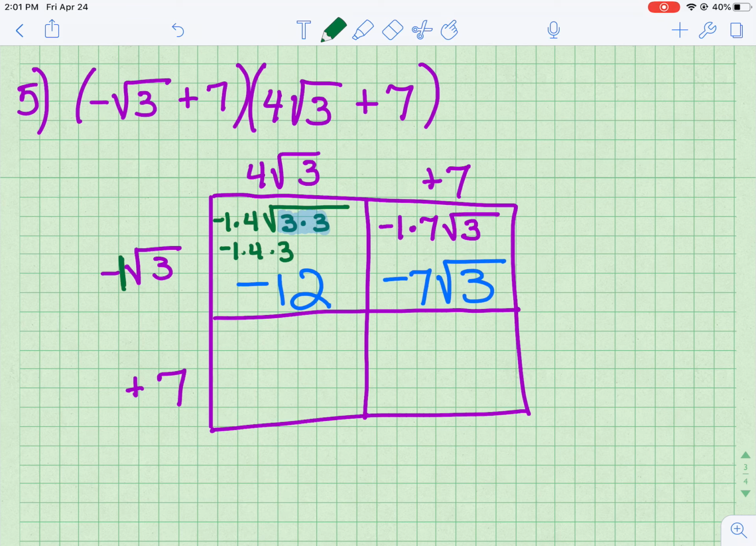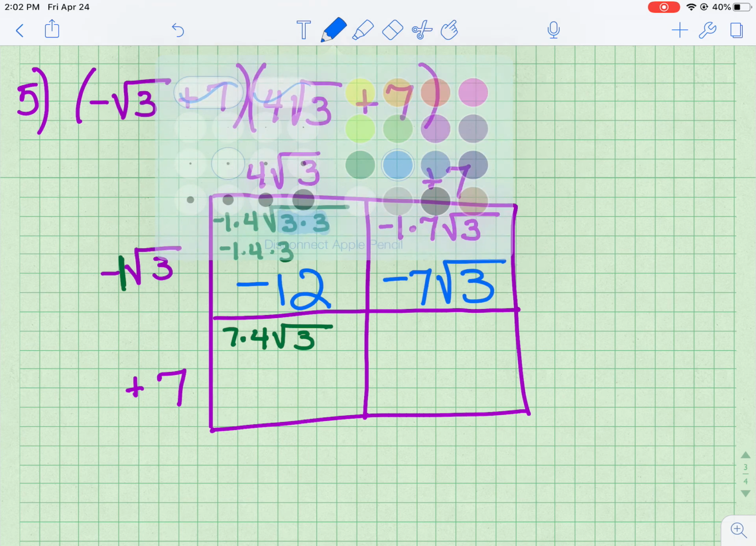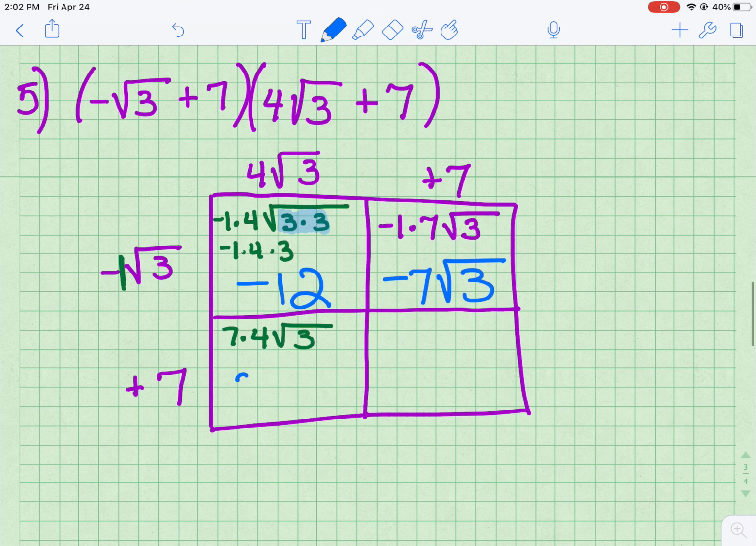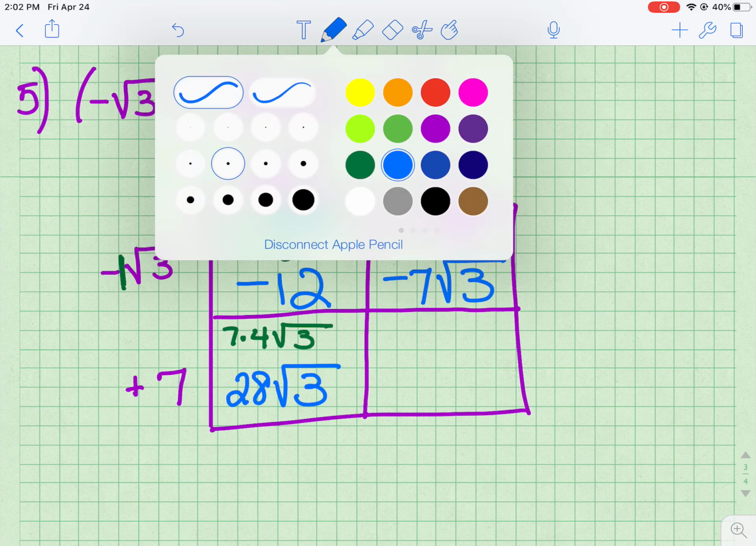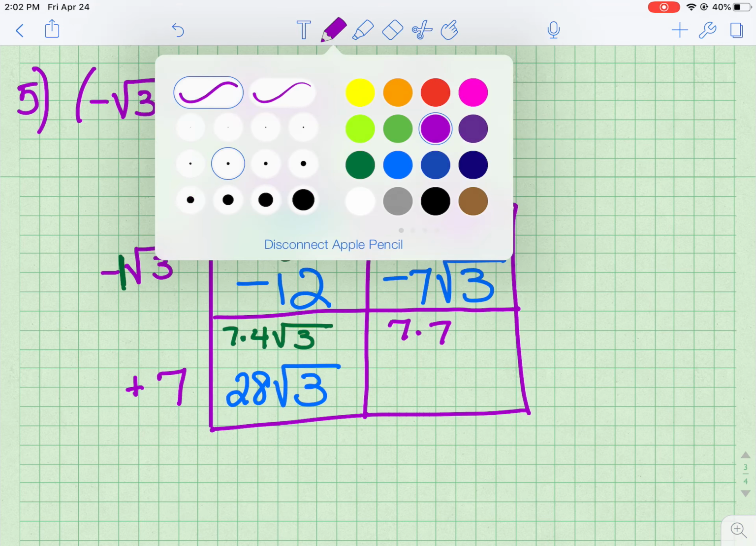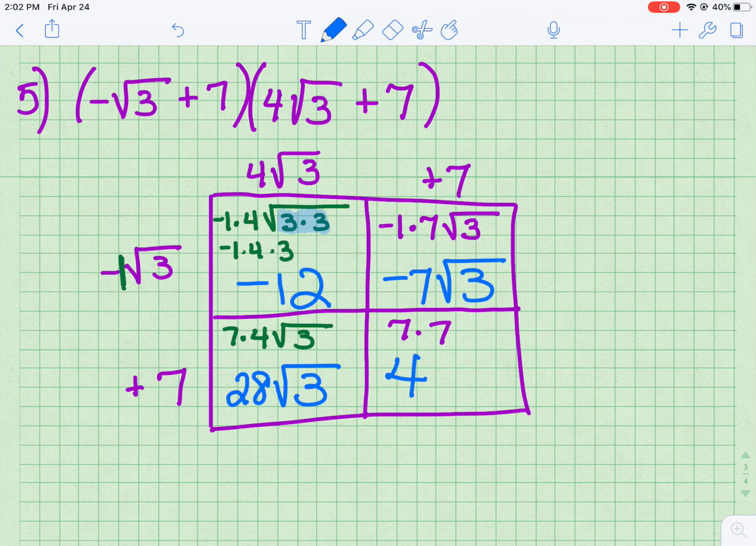So 7 times 4 on the outside here. Root 3 on the inside. Nobody can jailbreak. So that's just 28 root 3. Now this last one is just two numbers multiplied together on the outside. 7 times 7, which is 49. And 49. Right. Okay.